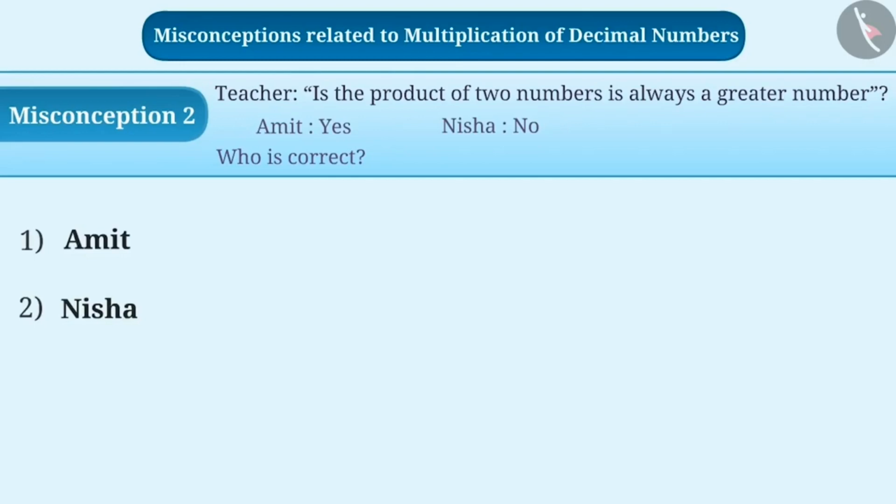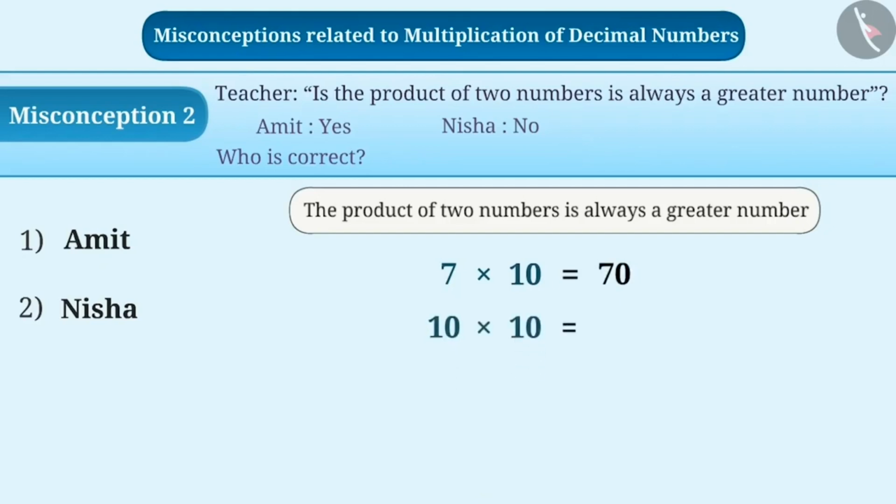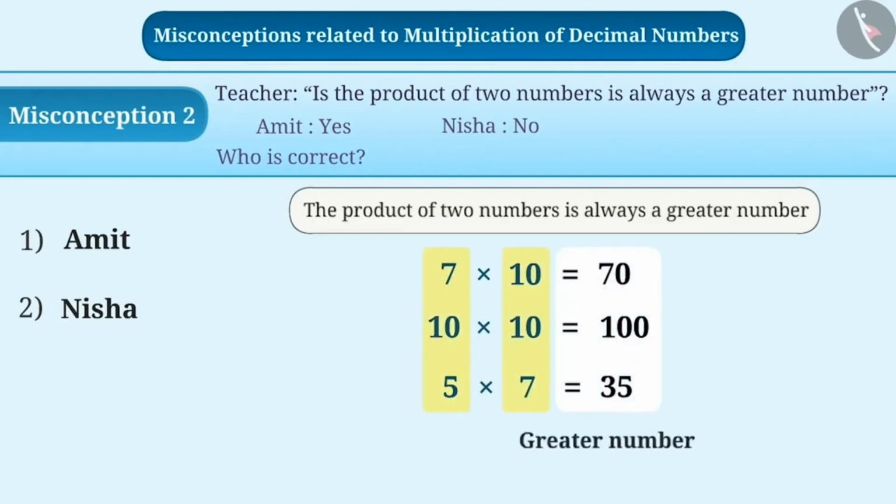Misconception 2. One day, a teacher had asked a question to his students. Is the product of two numbers always a greater number? To this, Amit replied yes and Nisha replied no. Who of the two is correct? Many times, students have a misconception that the product of two numbers is always a greater number. If they are asked to verify this, then they give examples of multiplication of two whole numbers like 7 multiplied by 10 is equal to 70, 10 multiplied by 10 is equal to 100, and 5 multiplied by 7 is equal to 35, etc. And they explain that the product of two numbers is greater than those numbers.